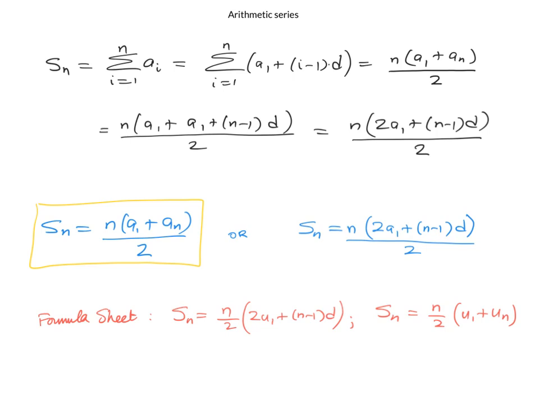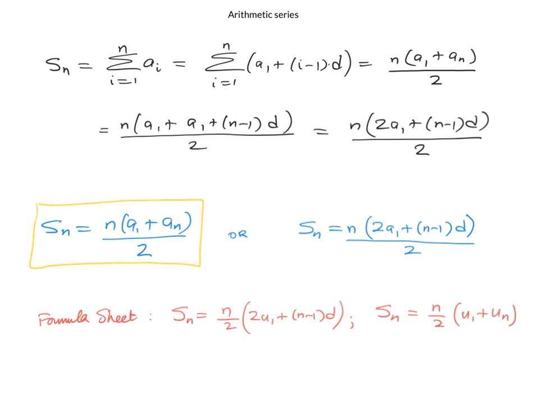This lesson is about arithmetic series. An arithmetic series is just when you add up the terms of an arithmetic sequence. We're going to stick with finite arithmetic series. You can't actually do the sum of an infinite arithmetic series, although we will talk about an infinite geometric series in a little bit, but not today.